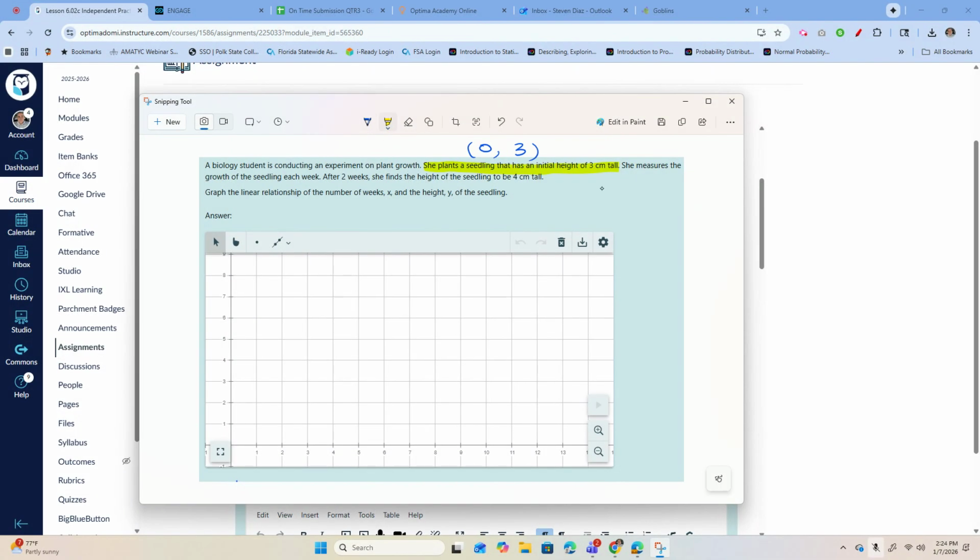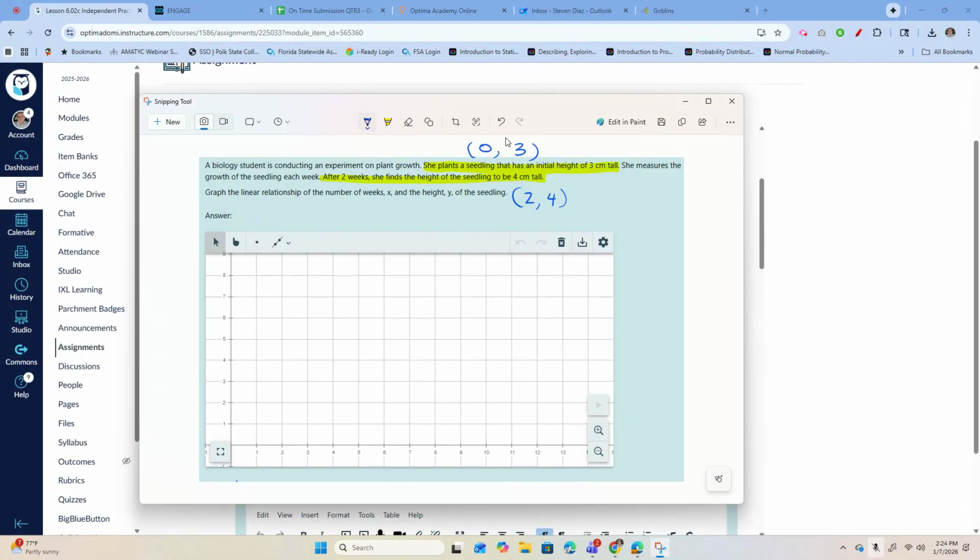And if you keep reading, after 2 weeks, she finds that the height of the seedling is 4 centimeters tall. So right there, that next sentence, that's my second point. And that point will be 2, comma 4. The x here, the first number, is the number of weeks. The second number in the parenthesis is how tall the plant seedling is.